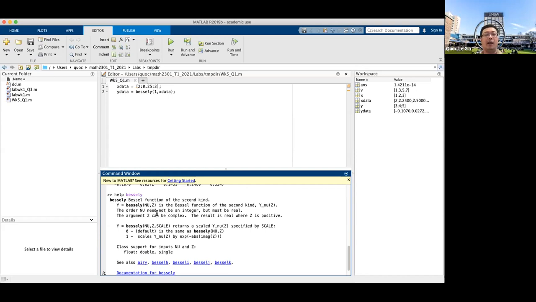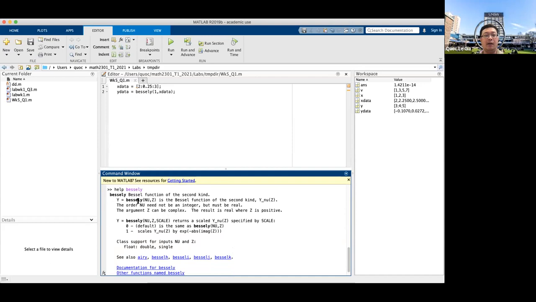Here, besselY, you can see that nu is the order. So here we have Y1, which means order 1. That's why I put 1 here. Okay, got it, right?